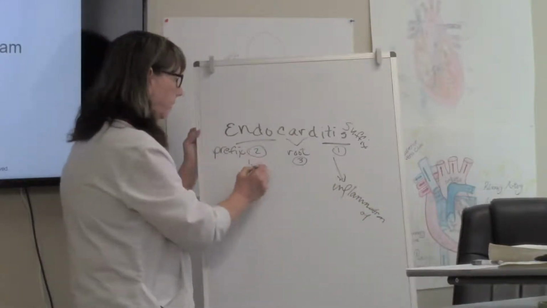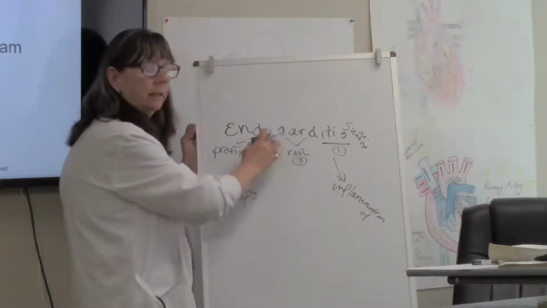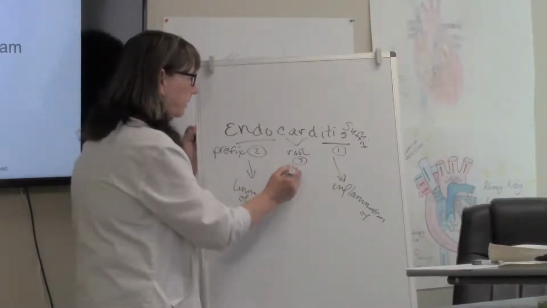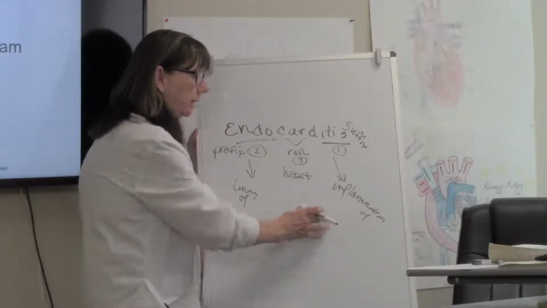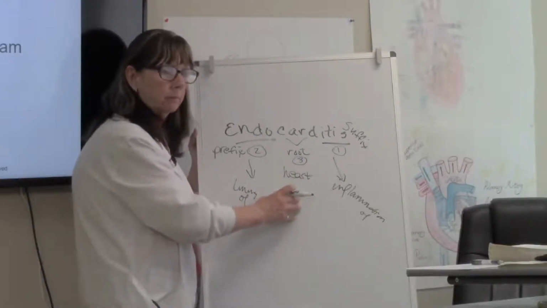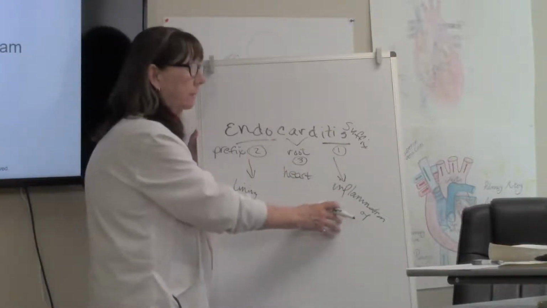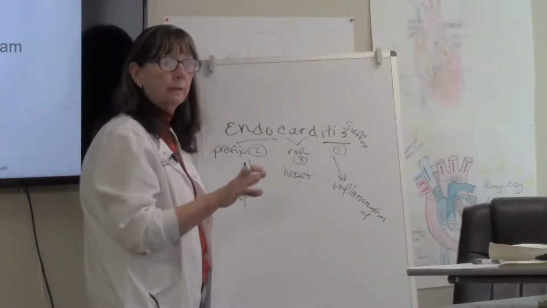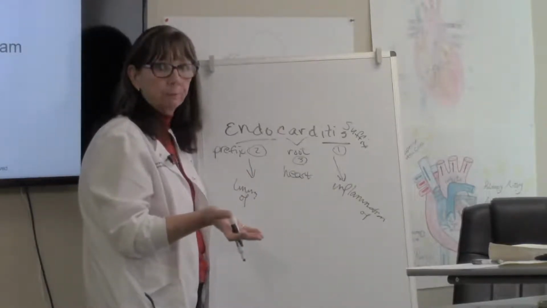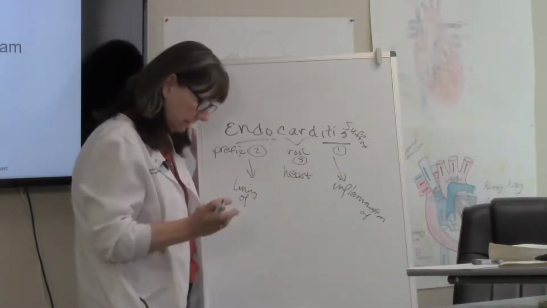Endo relates to the lining of an organ. And anything that relates to card relates to the heart. So this word means inflammation of the lining of the heart. So when you break down medical terms, you always start with the suffix. The suffix ectomy means removal of. Tonsillectomy, removal of the tonsils. So when we get to that point, you'll understand what I'm talking about when I refer back to this.